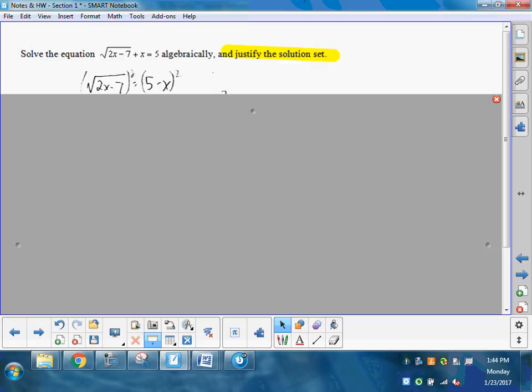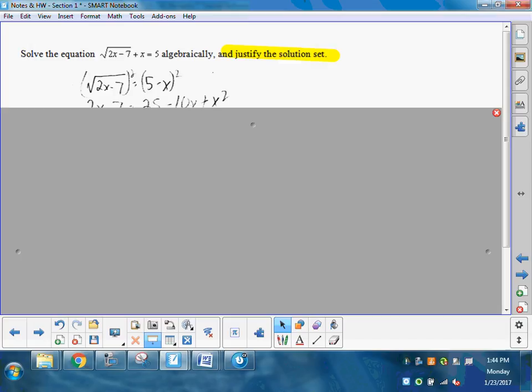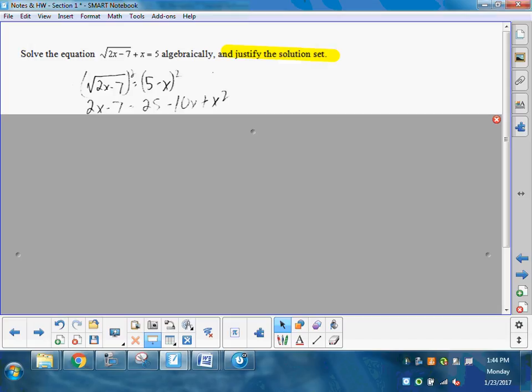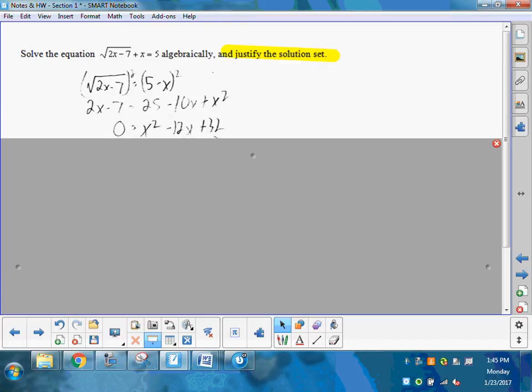Now, looking at this, what would we write out next? Jake, next line going to look like? 2x minus 7 equals 25 minus 10x plus x. Okay. What do we do now from here? Angela, what's your next step? Yeah, this is a quadratic equation. We need to set it equal to 0. So we're going to go through and do that. We get to this point. What would we do now from here? Jordan? We would factor. What's it going to factor down to with 2 binomials? x minus 4 and x minus 8.